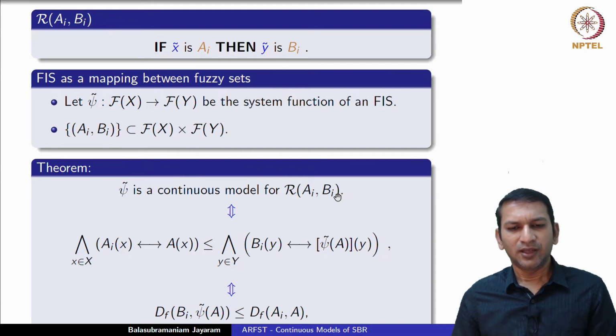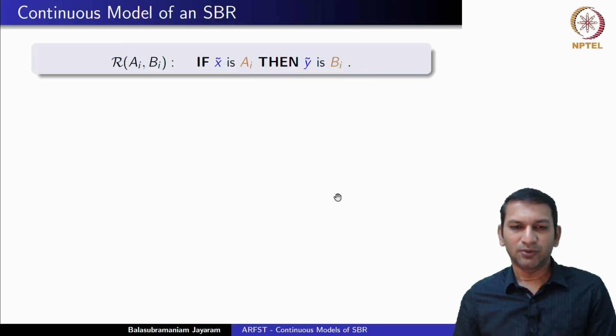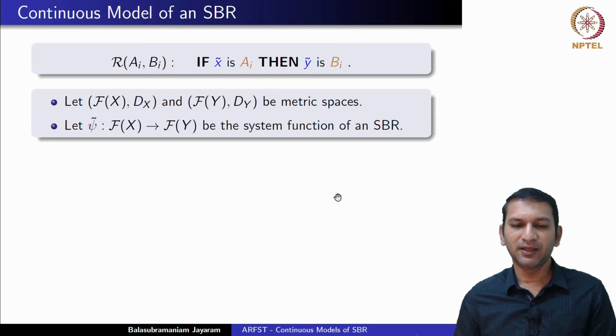Now, we will try to do a similar thing now. Once again, we have the rule base. Let us assume there are metrics defined on the input and output spaces. They are given as dX and dY. And now we are looking at the system function of an SBR, psi tilde, as a mapping from F(X) to F(Y).